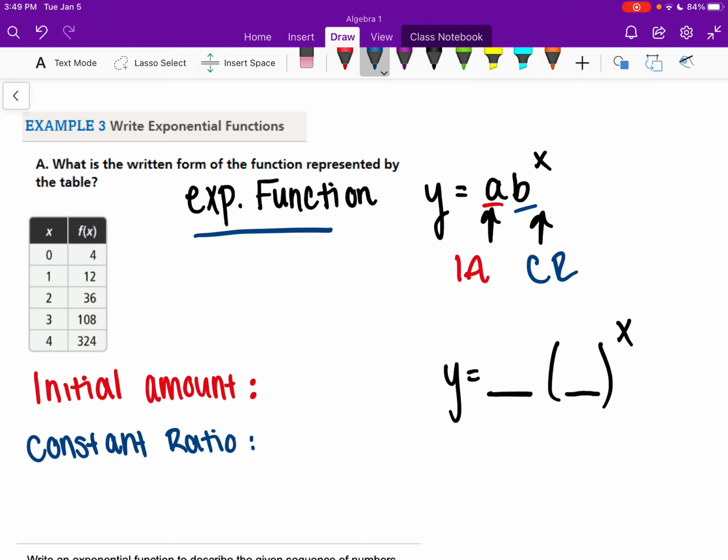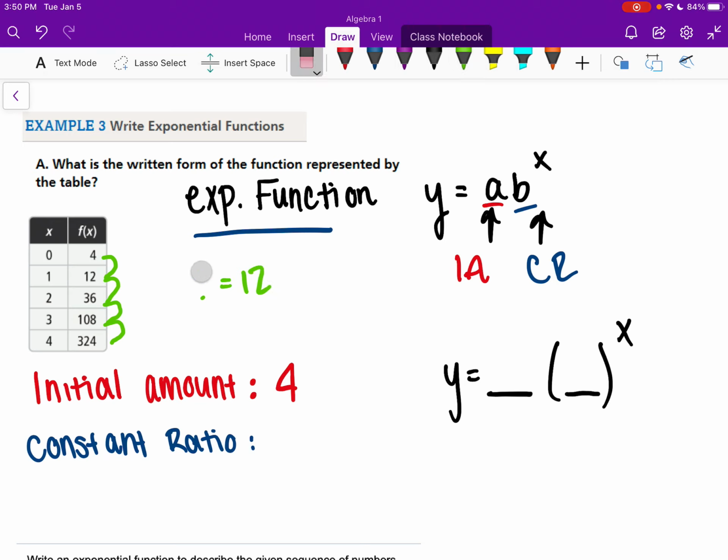So let's do the initial amount first. Look at our table, and where does the graph start? Well, it would start at the y value of 4. So the initial amount is 4. And now let's find that constant ratio just by looking at the numbers in our table. It goes from 4 to 12. Let's see if we can identify the pattern. 4 to 12, 12 to 36, 36 to 108, 108 to 324. Take a second to see if you can identify what we're multiplying by each time. Think, 4 times what gives you 12?